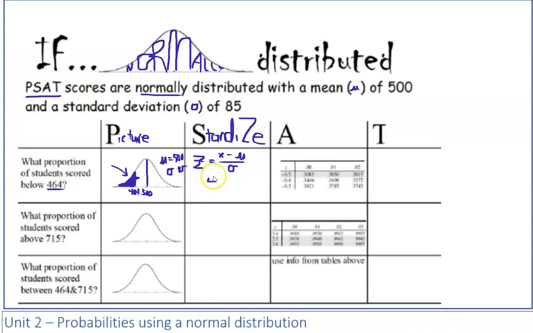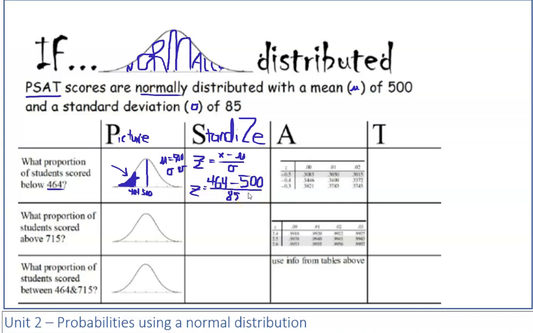So we're going to take 464, which is the score in question from our picture, and subtract the 500. That'll tell us how far it is from the mean. And then we're going to divide that by the standard deviation, which was 85, and that's going to give us what we call a Z-score. You knew that. It's how many standard deviations away from the mean. This one is going to come out negative.